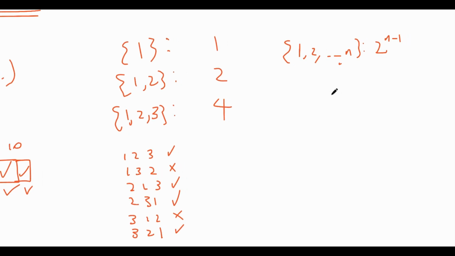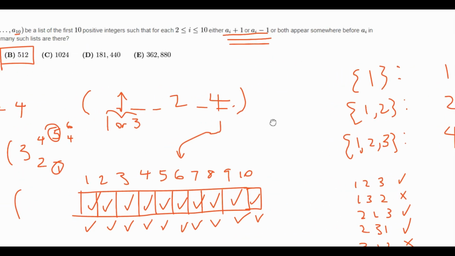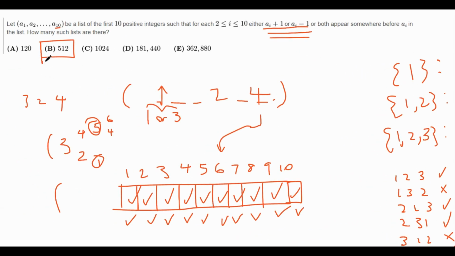Of course, we don't need to prove it because we're using engineer's induction. So we can just plug in n equals 10 to get that the answer should be 2 to the 10 minus 1, which is 2 to the 9, which is 512, which turns out to be one of the answer choices. So we choose it and move on with our lives.